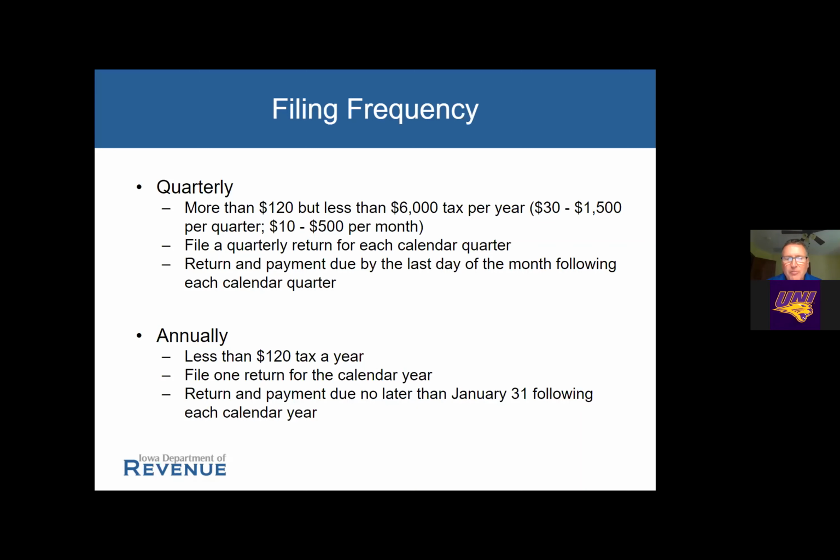For the smaller businesses that do not collect a lot of Iowa sales tax, we have an annual filing frequency. This is for businesses that collect less than $120 of tax in a year. They file once a year with us, and the return and payment are always due by January 31st of the following year. So we're in 2021 right now. The 2021 sales tax for annual filers is going to be due by January 31st of 2022.